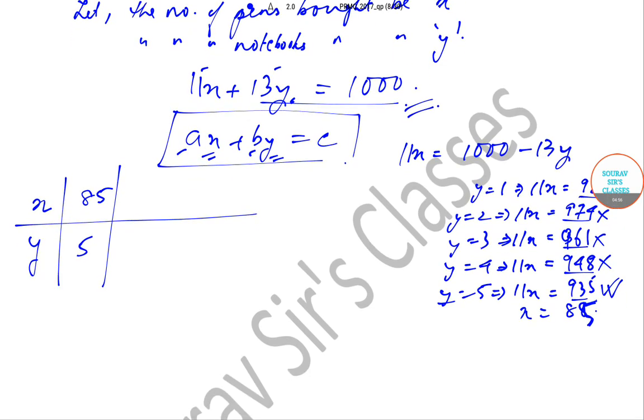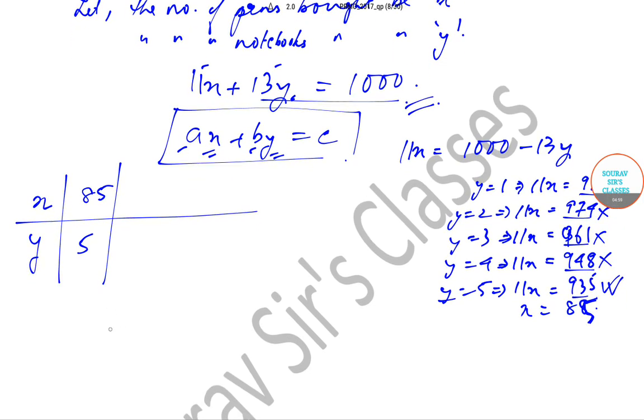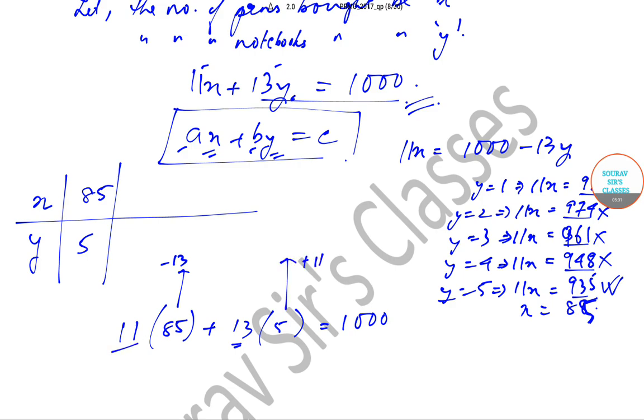Okay, so the next thing that we need to do is that we have this format: 11 into 85 plus 13 into 5, and this is equal to 1000. Now the next integral values will be like this. If we subtract 13 from x, then the corresponding value of y will be given by plus 11, since we have 11 over here. So this is the structure.